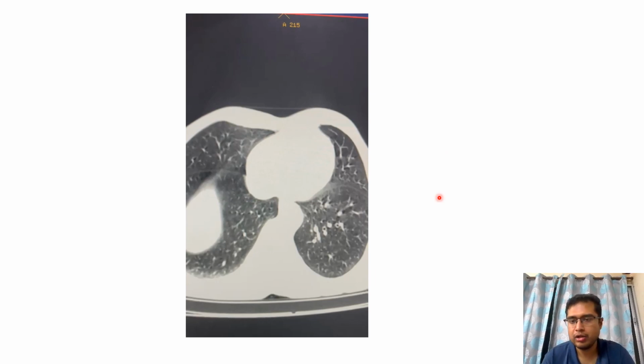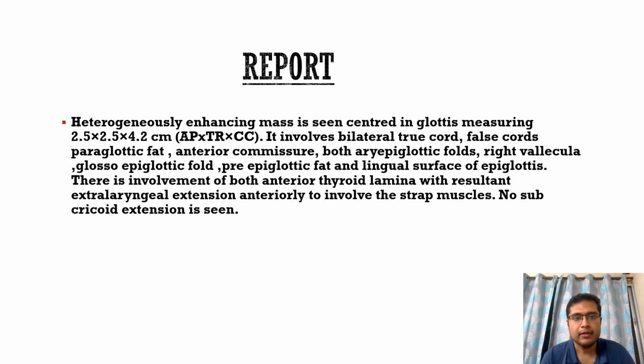which is proving that he's a chronic smoker. Now this is the report I had given: heterogeneously enhancing mass centered in the glottis, which involves bilateral true cords, false cords, paraglottic fat, anterior commissure, both aryepiglottic folds, right vallecula, glossoepiglottic fold, preepiglottic fat, lingual surface of the epiglottis. There was involvement of both anterior thyroid laminae with resultant extralaryngeal extension involving strap muscles. There was no subcricoid extension.